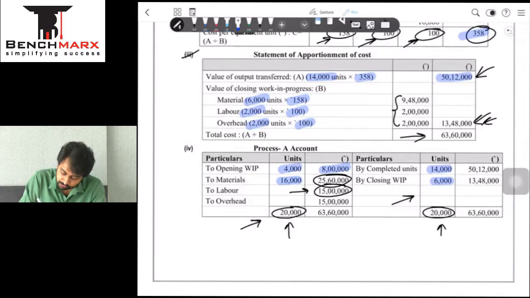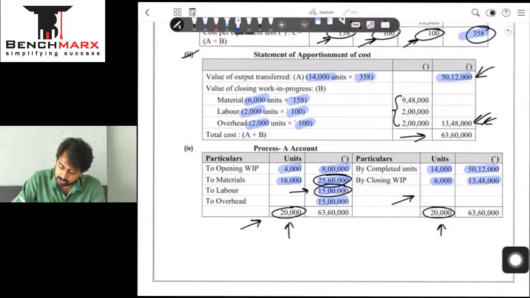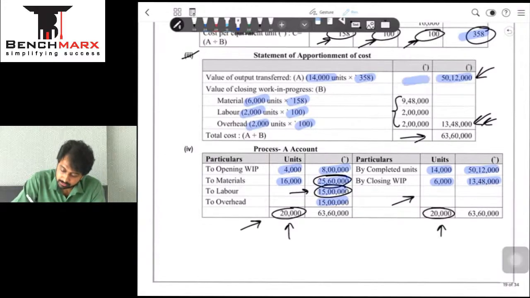All these numbers of 25, 60, 15 lakh are all given to us directly in the question. It is just a question of inputting them. This 50 lakh 12,000, this 50 lakh 12,000 and 1348 अपने इधर ही ढूंढा है, ये वाला 1. ओके, ये अपना हो गया 50 lakh 12 and 1348.